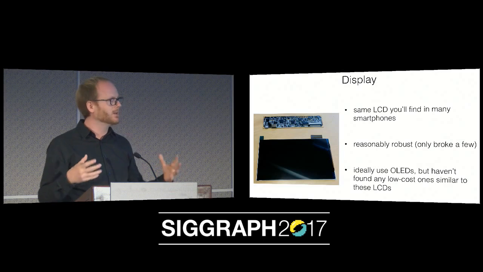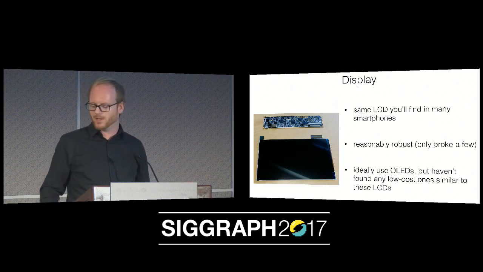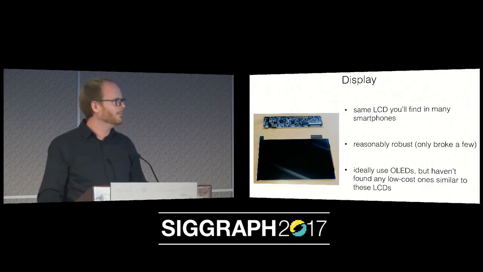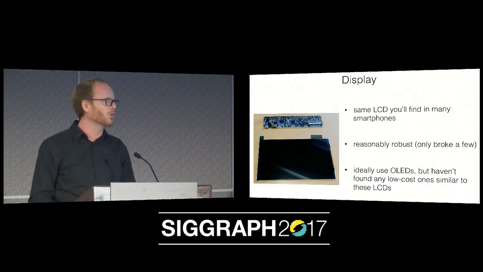So they're a little bit flimsy, right? It's just an LCD panel that you'll find in your cell phone already. It's basically the same thing as in my old Nexus phone. But the ribbon cable is a little bit flimsy. That's why we use housings that are reasonably robust and shield them. And we broke only very few in the course, so it's almost safe to give them out to students.